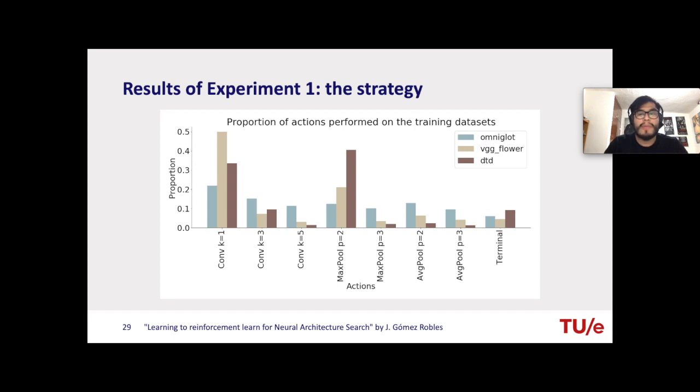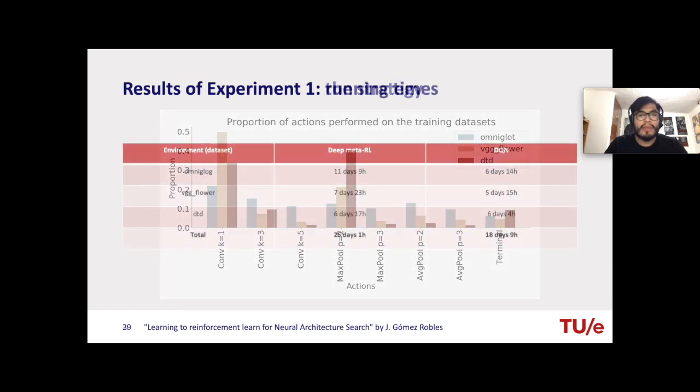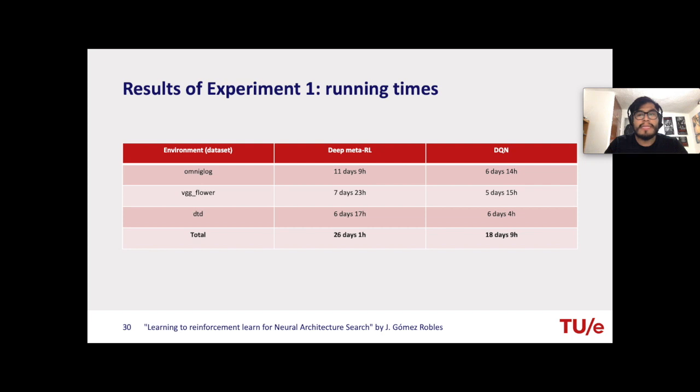Finally, in this bar plot, we see the proportion of actions per environment. We observe that between the VGG Flower and DTD environments, there is a clear difference in the most important action. For VGG Flower, the most frequent action is the convolution with a kernel of 1, and for DTD it is the max pooling with a pool size of 2. Also, the action related to the terminal state became more important for DTD than for the other two datasets, showing that the agent explored terminating the networks earlier than for the other two. We can say that the agent shows good signs of adaptation during training. For the sake of completeness, in this table you can see the running times per environment. All experiments use one GPU only.